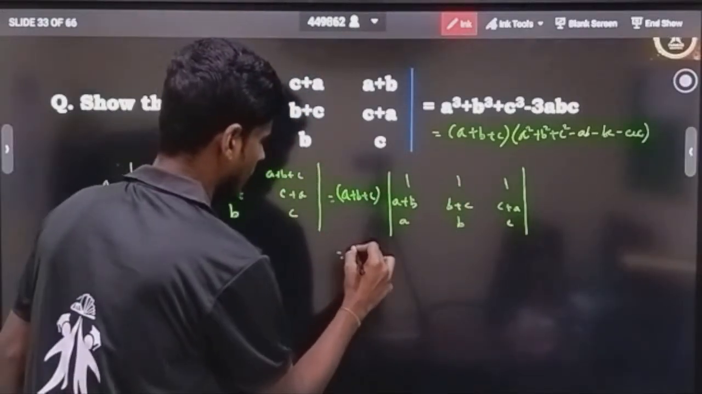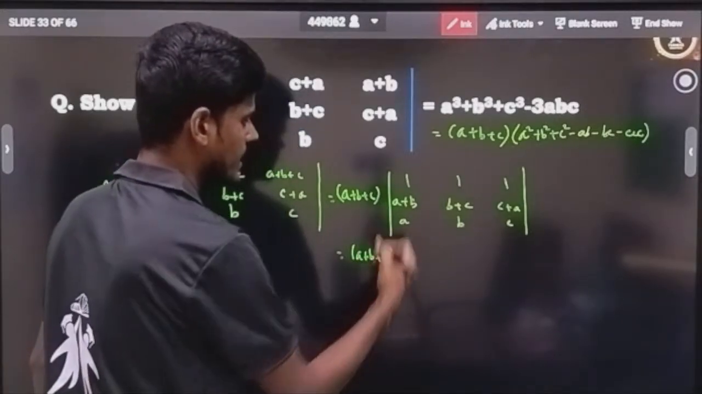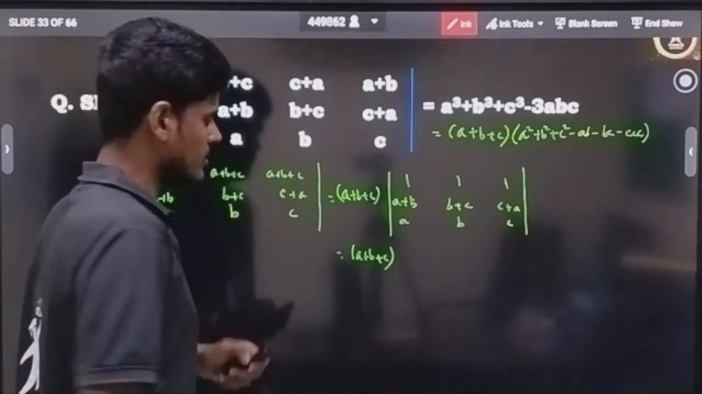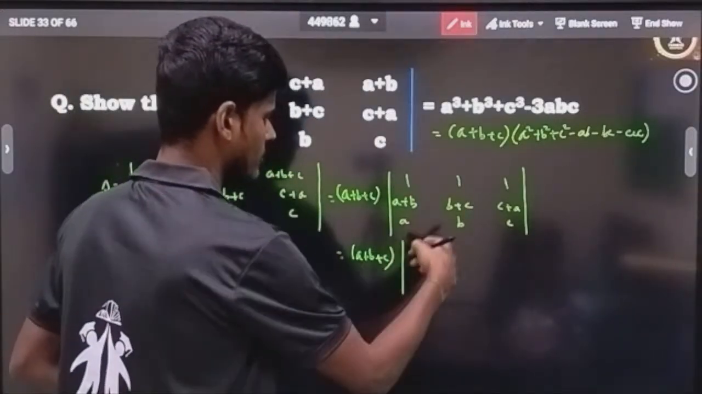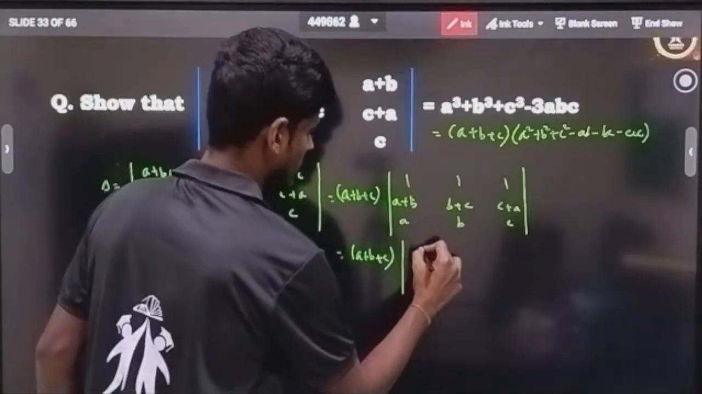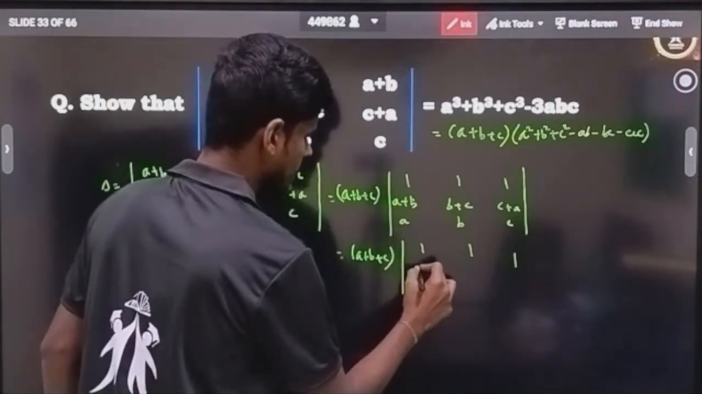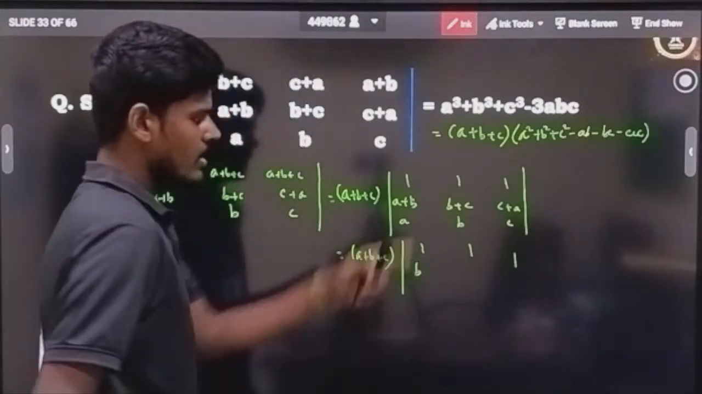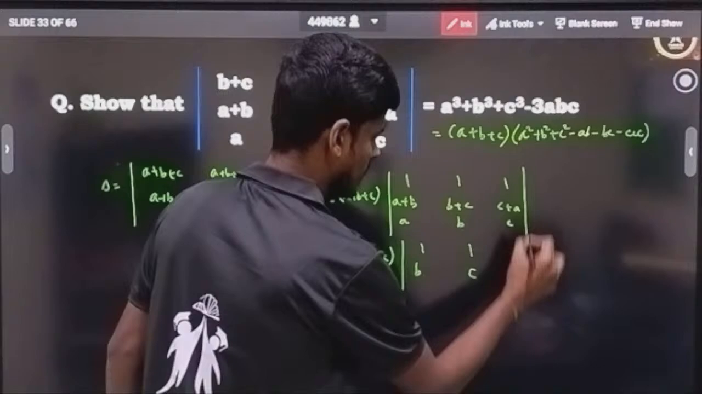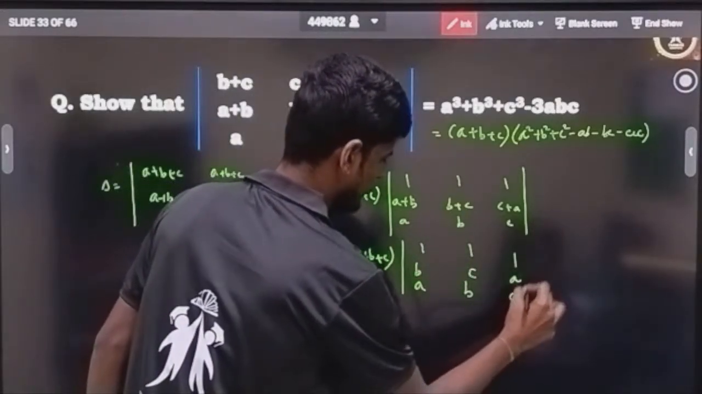This is equal to, again a plus b plus c into, we can subtract column wise or row wise. Try to make maximum number of zeros. For now I will do row subtraction. Then write this as it is, 1 1 1, a plus b minus a, that will be b, b plus c minus b, c, and the third row is a. Next is a, b, c.